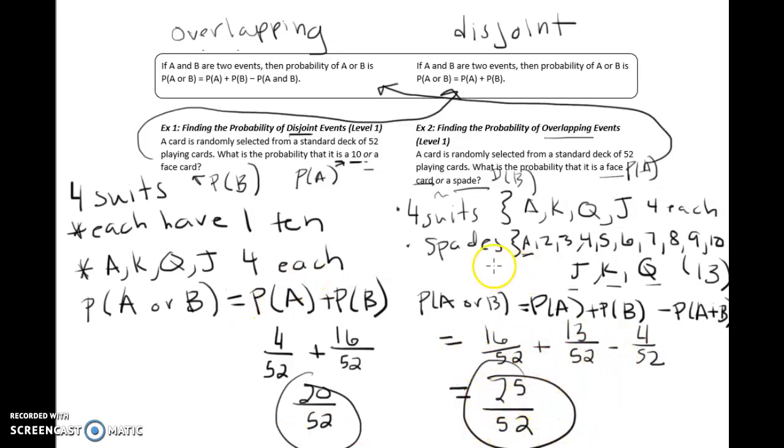All right, so these are how we find the probability of disjoint events and overlapping events. We've got one more example for you.